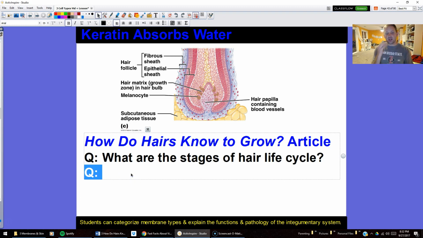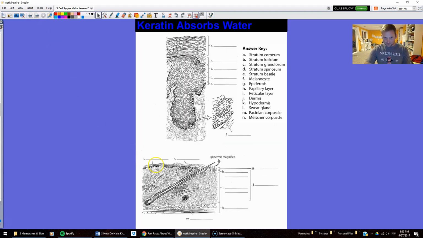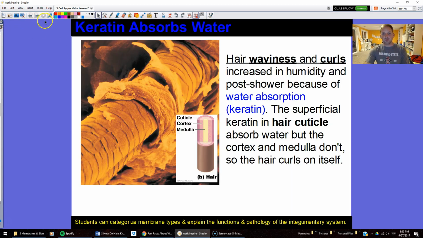So as you read it, highlight the answers to these two questions. What are the stages of the hair life cycle? And why does hair color change over the course of your life? Can you explain that, maybe including some of these structures too? So again, label whatever in here that you haven't labeled yet.